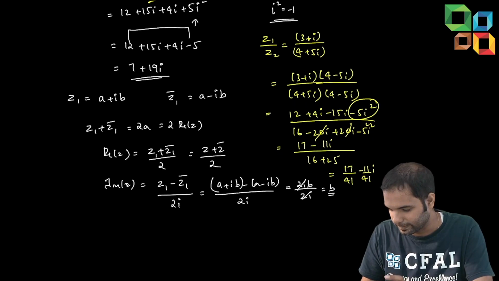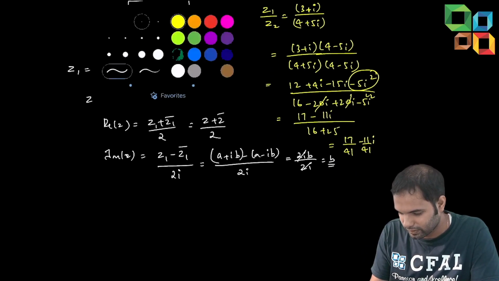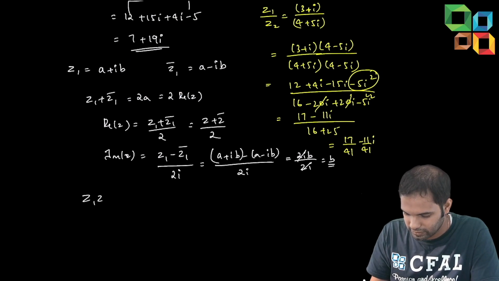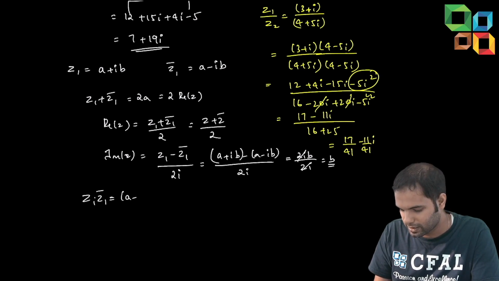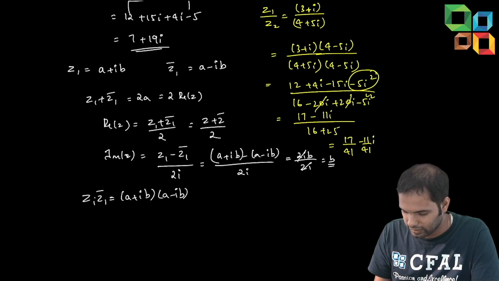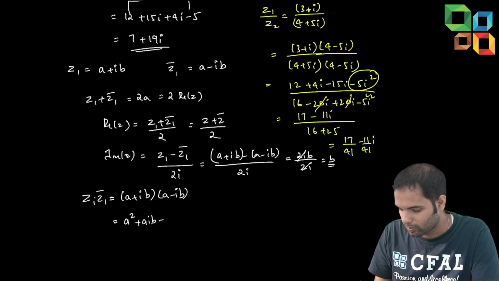So what did we learn here? One thing, you can take it as a property here itself, z1 into z1 bar. What do you get? Let us try a plus ib into a minus ib. Basically, I'm multiplying the complex number with its conjugate. I'm going to get a square plus aib minus aib minus i square b square.